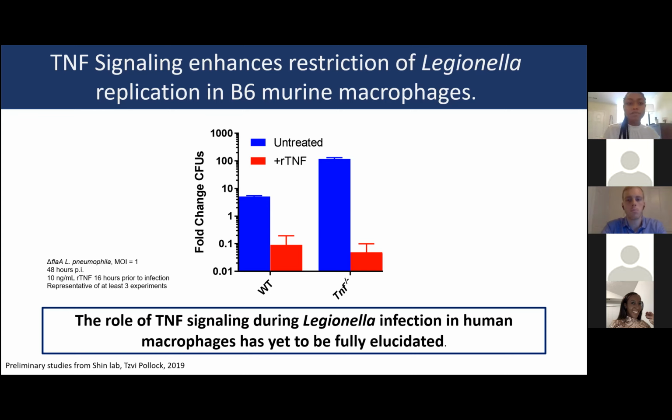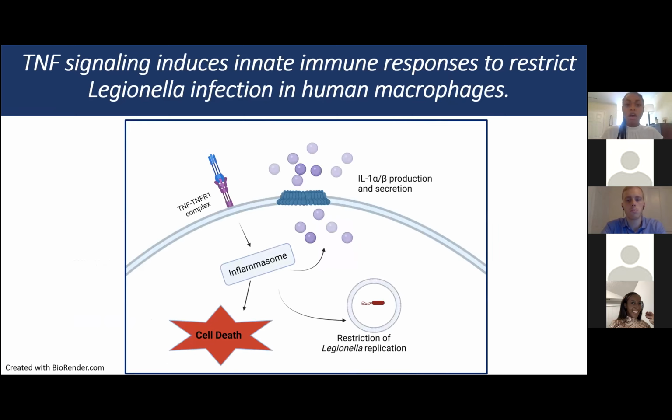For my project, I proposed a model of TNF signaling that induces activation of a cytosolic PAMP sensor that recruits other proteins to then mount effective immune responses, namely cytokine secretion and cell death. So based on previous models, I suggest that TNF signaling induces the activation of the inflammasome complex, which then induces further immune defenses to be activated, such as cell death, cytokine secretion, and effective restriction of Legionella.